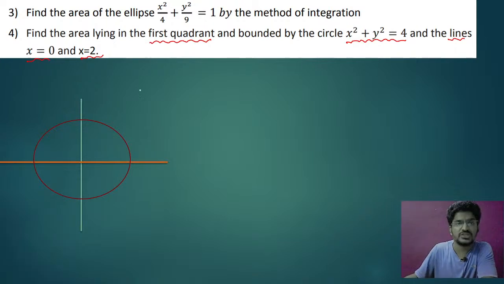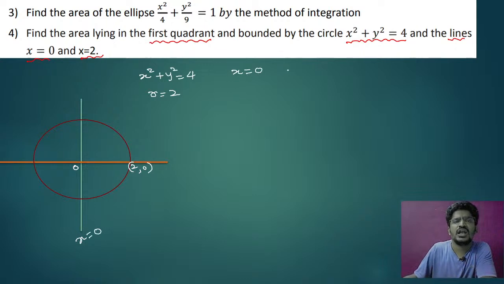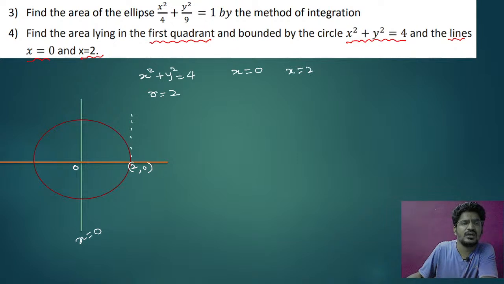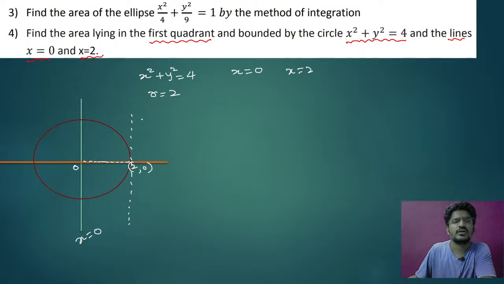What is the given equation? x square plus y square equal to 4. That means the radius is going to be 2. So this is 0, this is 2 comma 0. And here they have given x equal to 0, that is nothing but your y-axis. And another one is x equal to 2, that is nothing but the line intersecting your radius here. So this is x equal to 2.